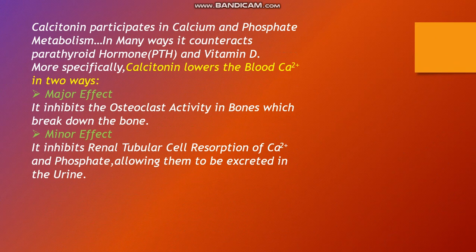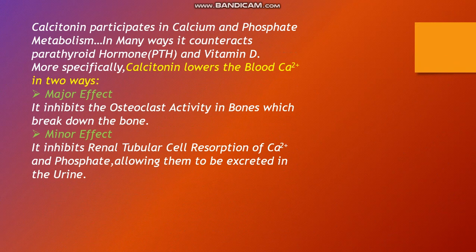Yes, calcitonin participates in calcium and phosphate metabolism in many ways. It counteracts parathyroid hormone and vitamin D. More specifically, calcitonin lowers the blood calcium in two ways, whereas PTH causes an increase in the blood calcium level.